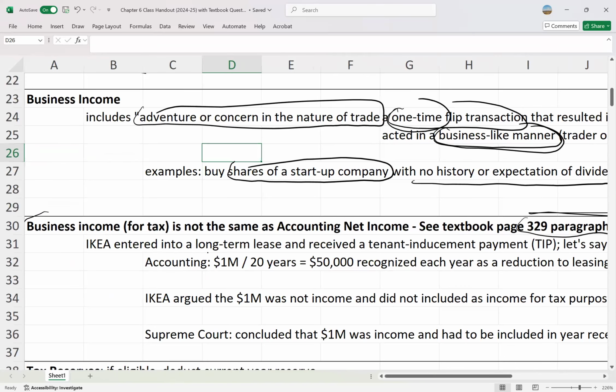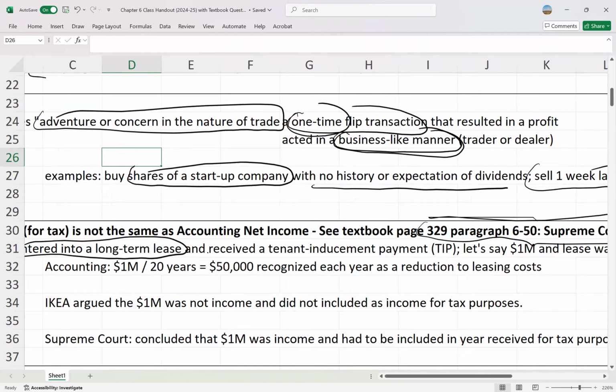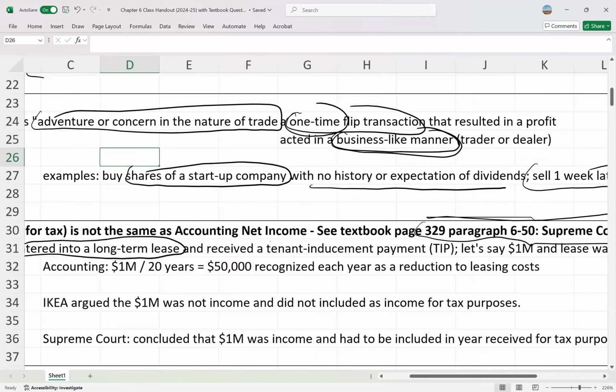We don't have all the facts, but what we do know based on what was talked about in the textbook was that IKEA entered into a long-term lease. So they're leasing some properties, probably to operate their stores and warehouse. And in one of the leases, they received what was called a tenant inducement payment.